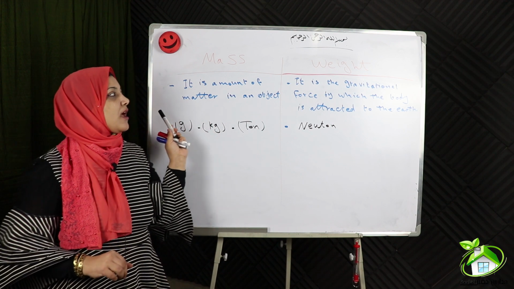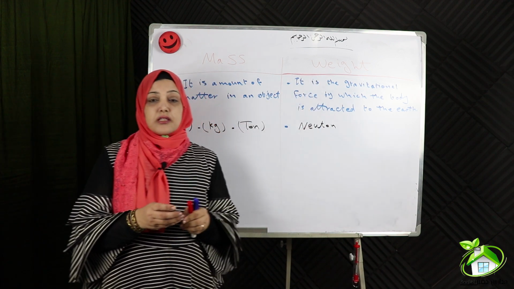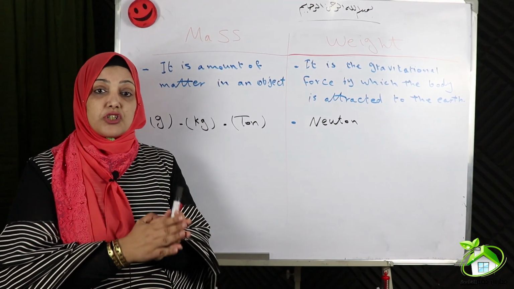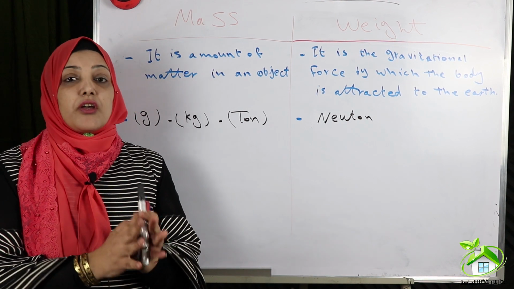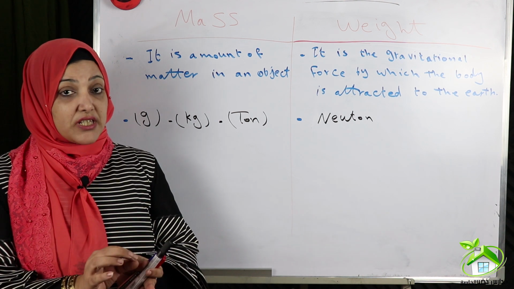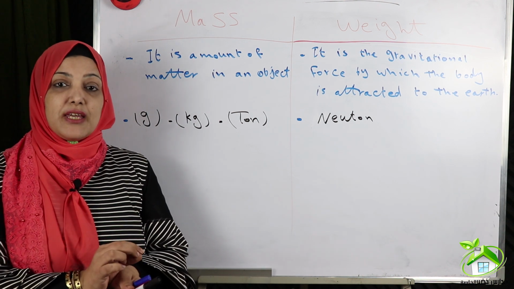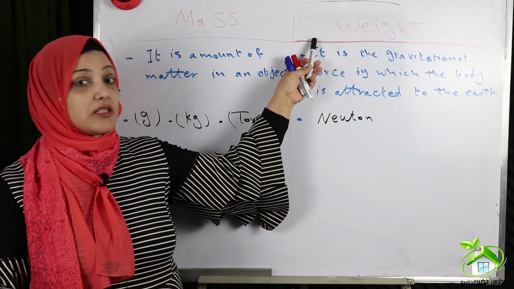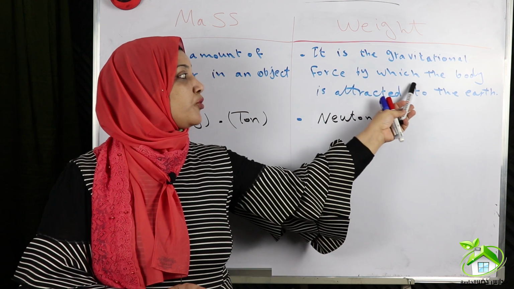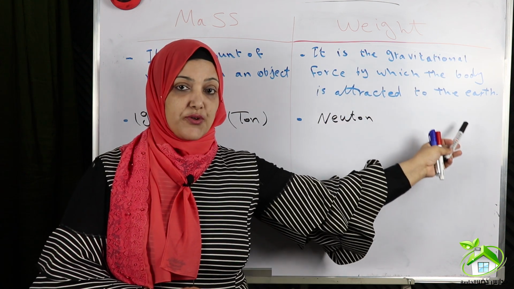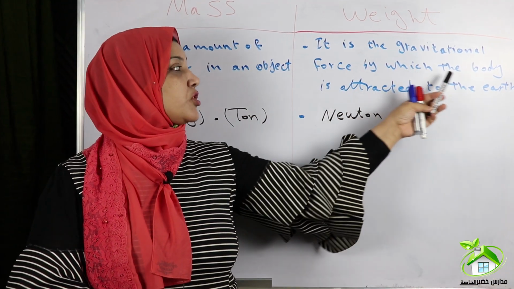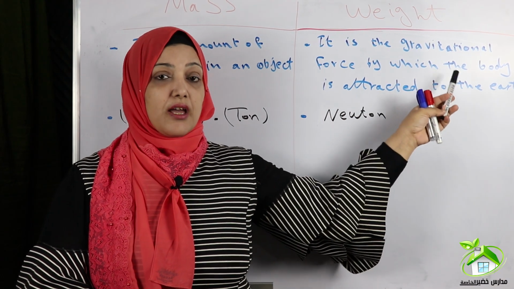But the weight depends on the gravitational force, depends on the gravity, the gravity of earth. Gravitational force is the gravity of the earth. So the weight depends on the gravity. The weight is the gravitational force by which a body is attracted to the earth.